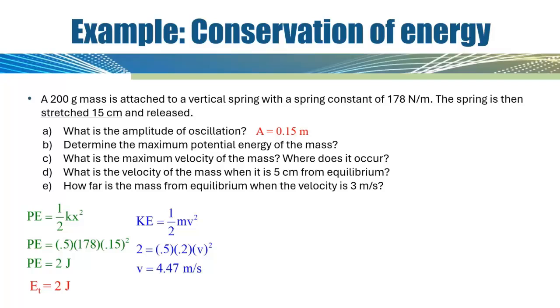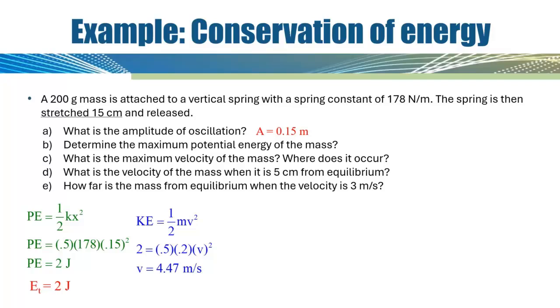So there's my 2 joules equals 1/2, which I just wrote as a 0.5. The mass was 200 grams, so I turned that into 0.2 kilograms, and then I'm just solving for v, and we find out that the maximum velocity, 4.47 meters per second, is going to be the speed of the mass as it passes that equilibrium point.